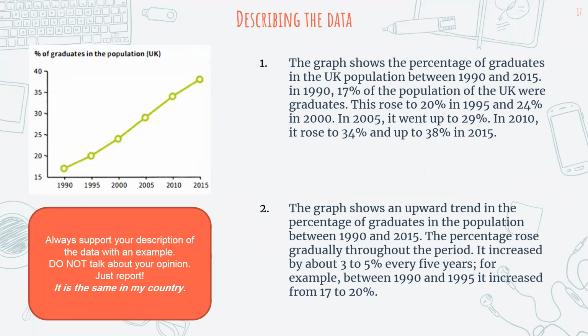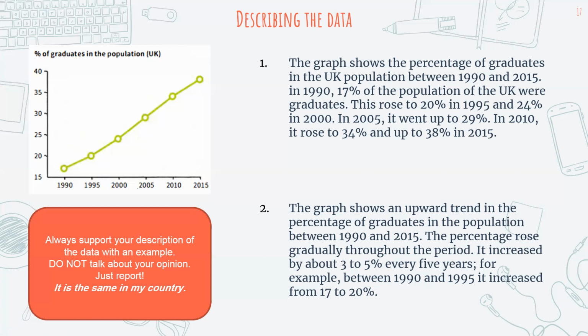Okay, so let's read the first one. The graph shows the percentage of graduates in the UK population between 1990 and 2015. Okay, so far so good. In 1990, 17% of the population of the UK were graduates. This rose to 20% in 1995 and 24% in 2000. In 2005, it went up to 29%. In 2010, it rose to 34% and up to 38% in 2015. So far, so good. I like it.